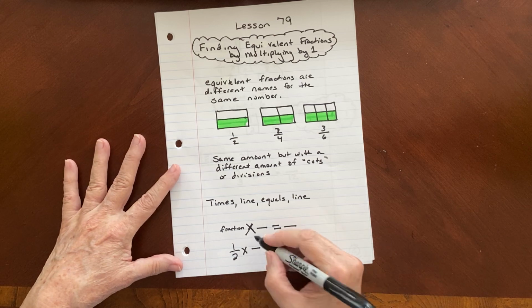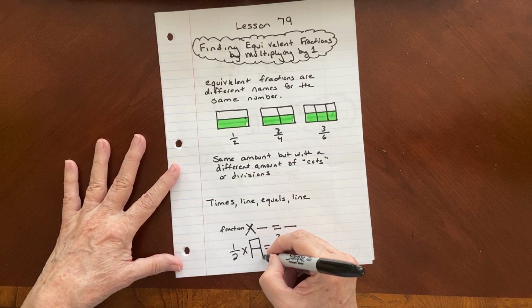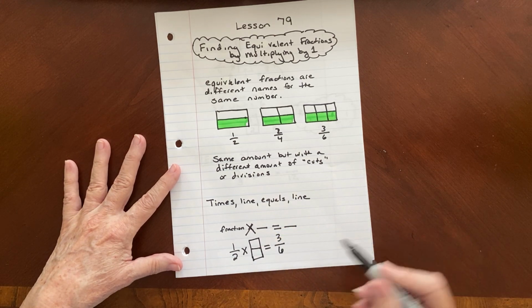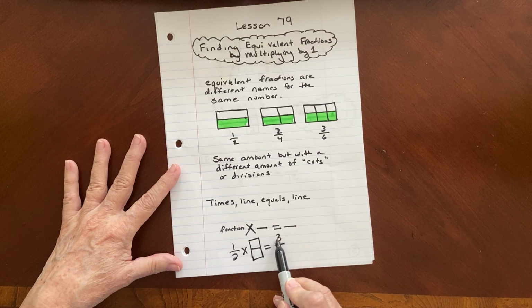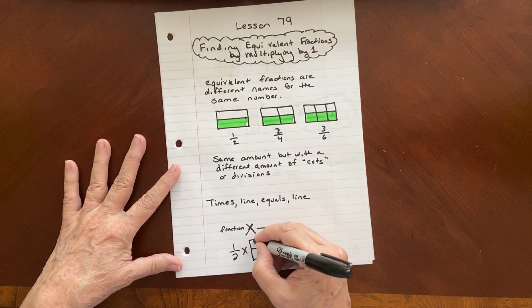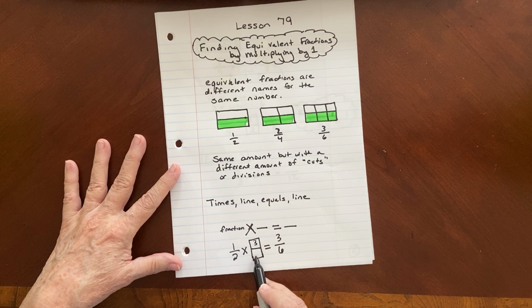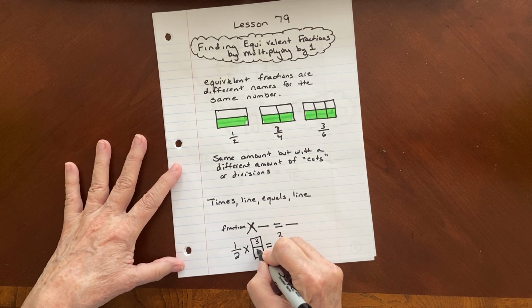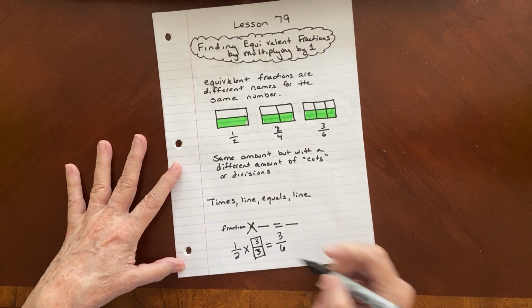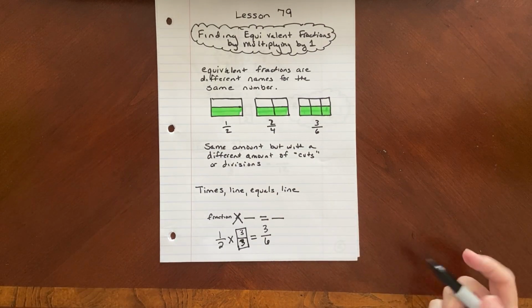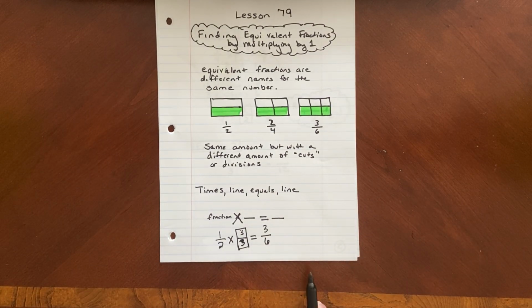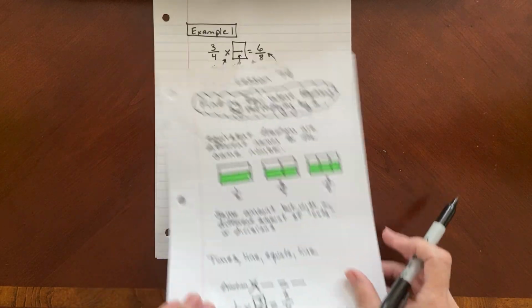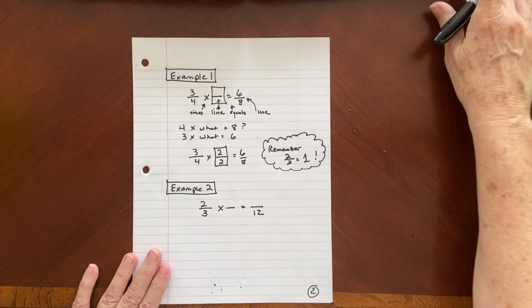So I want to multiply. I'm going to put a little box around this so we know it's going to be 1. 1 times something equals 3. 2 times something equals 6. 3/3 is the same thing as 1, isn't it? Cool. Okay, so let's practice a little bit.